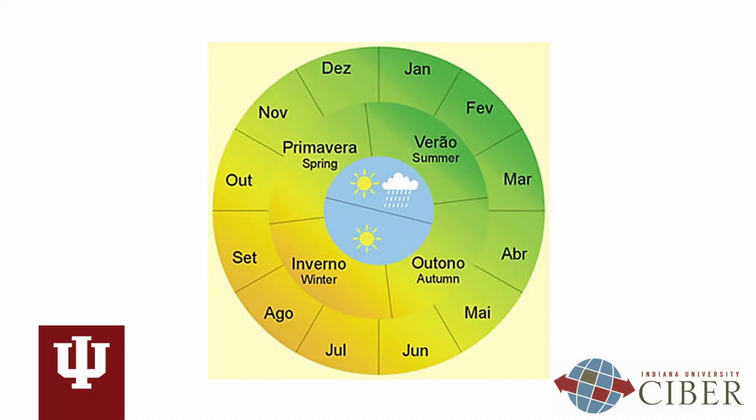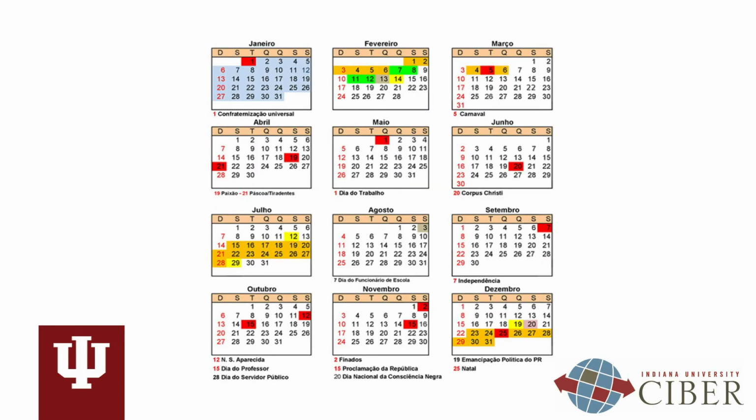Let's talk a little bit about the seasons. Remember that because Brazil is in the southern hemisphere, when it is winter in the US, it's summer in Brazil, and vice versa. The academic year in Brazil is also different than the US schools. The 2019 academic year starts in February and finishes in December. The winter break is during the month of July, and the summer break goes from mid-December to mid-February.